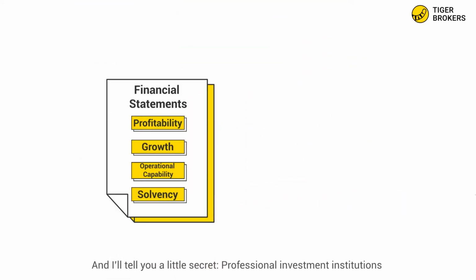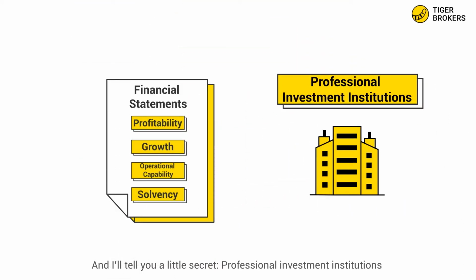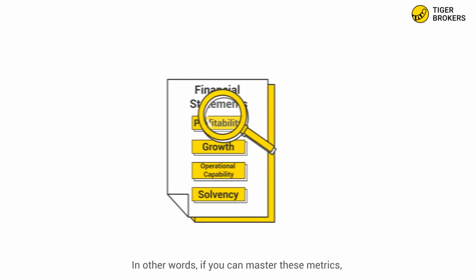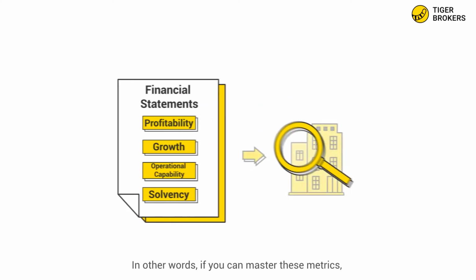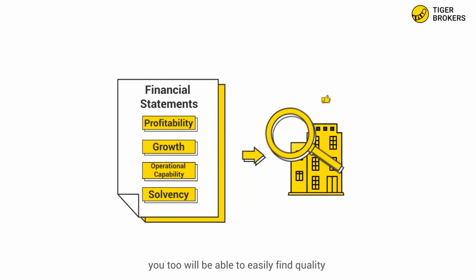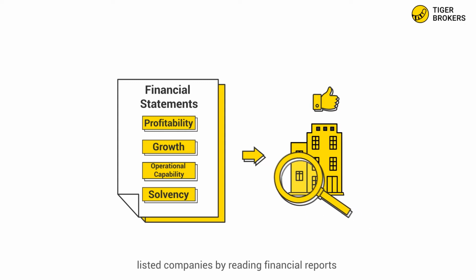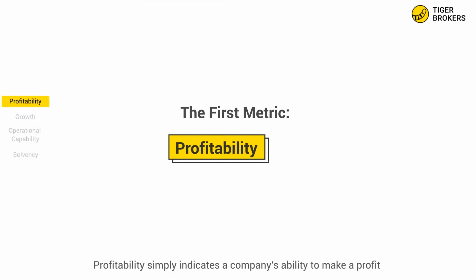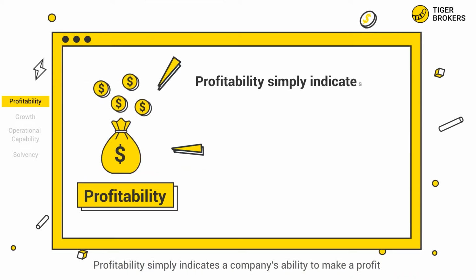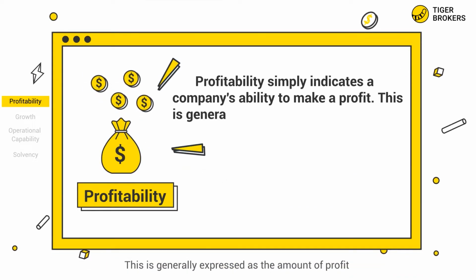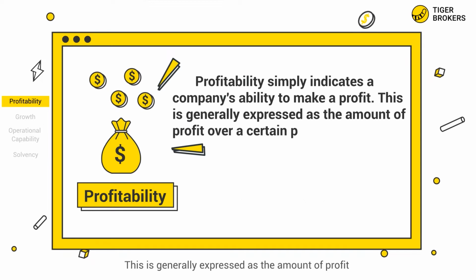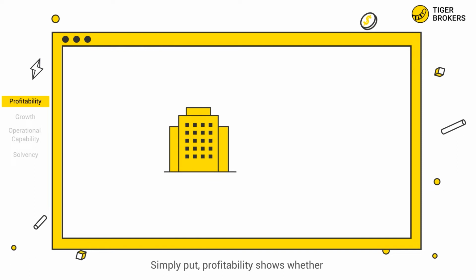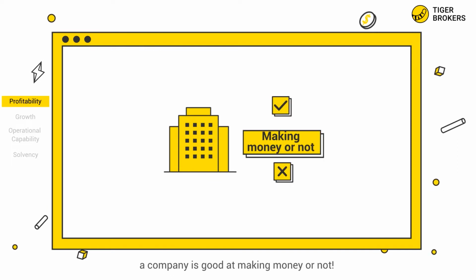And I'll tell you a little secret. Professional investment institutions also use these 4 metrics when analyzing financial statements. In other words, if you can master these metrics, you too will be able to easily find quality listed companies by reading financial reports. The first metric, profitability. Profitability simply indicates a company's ability to make a profit. This is generally expressed as the amount of profit over a certain period of time. Simply put, profitability shows whether a company is good at making money or not.